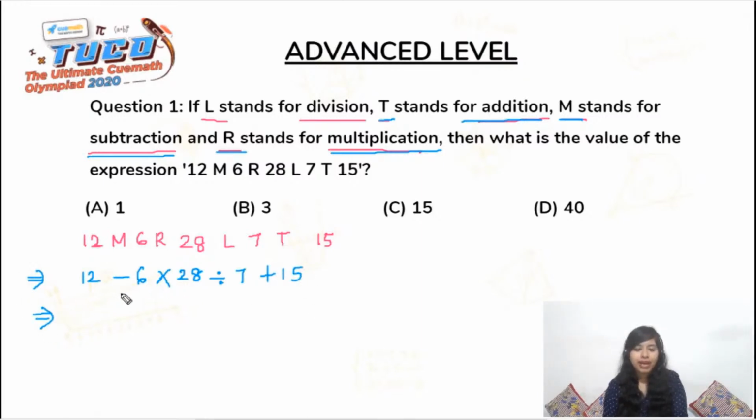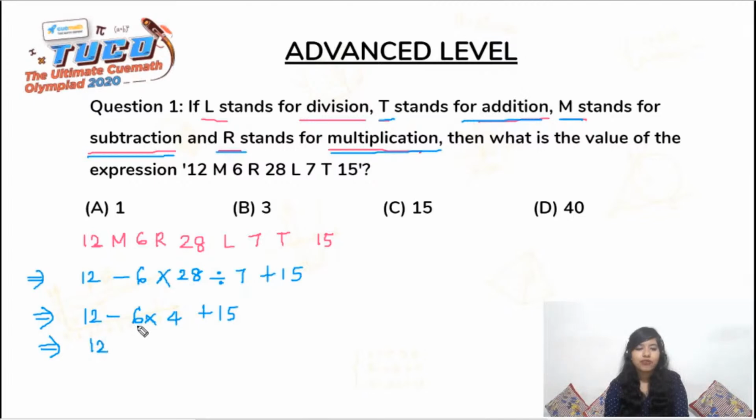According to the BODMAS rule, when you go from left to right, multiplication and division are given highest priority. So 12 minus 6 times 28. You can either do 6 times 28 first and divide it by 7, or you can also do 28 divided by 7, which is nothing but 4. It's completely okay to do it in any of the ways.